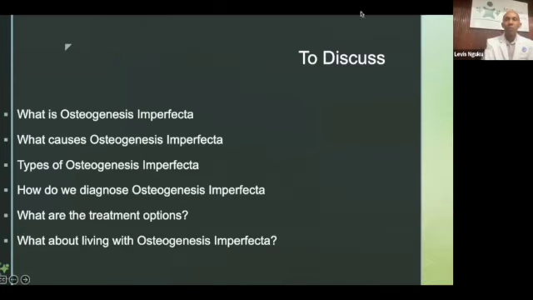Let's see. So what are we going to be discussing? Talking about what is osteogenesis imperfecta. We'll look at what are the causes of the disease. We're going to talk about the various types, and we'll want to know how a diagnosis is arrived at when this is osteogenesis, and then the various treatment options, and just have a short talk about how to live with osteogenesis imperfecta, whether you're a parent or an adult.